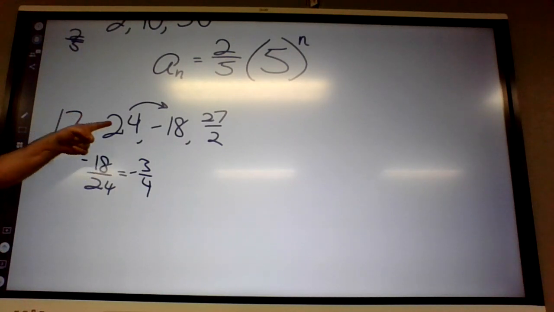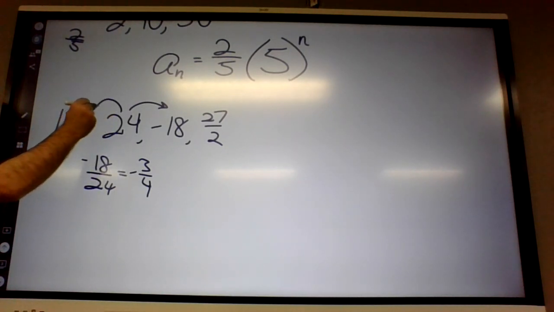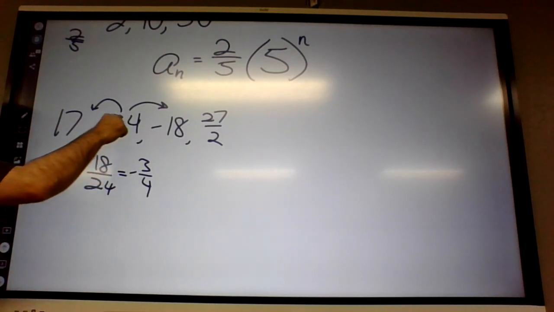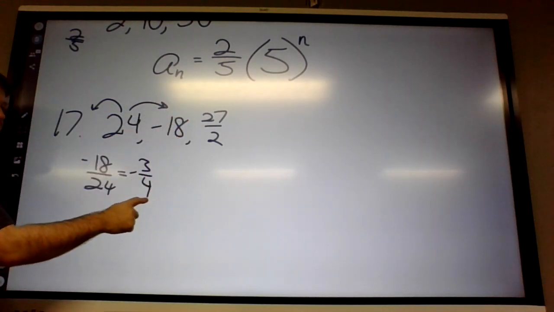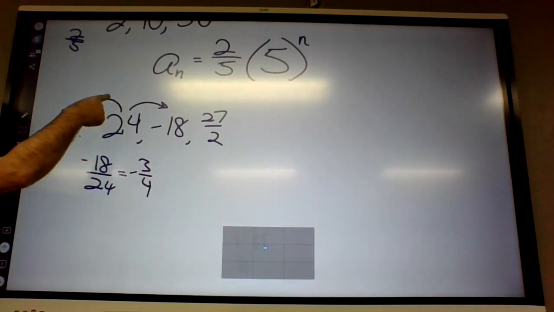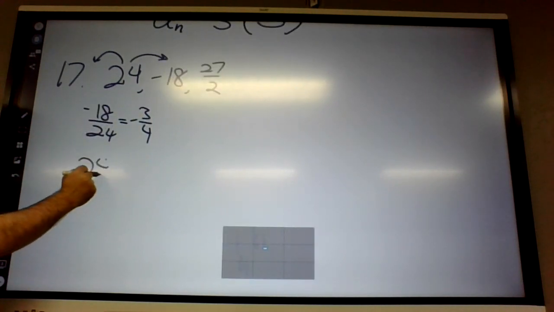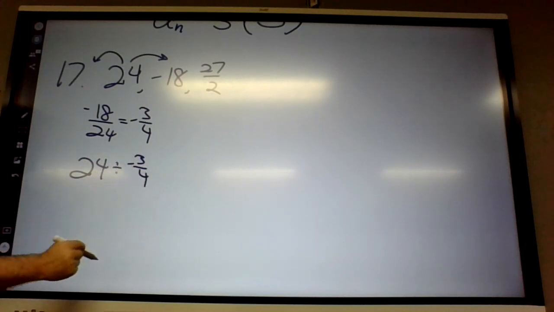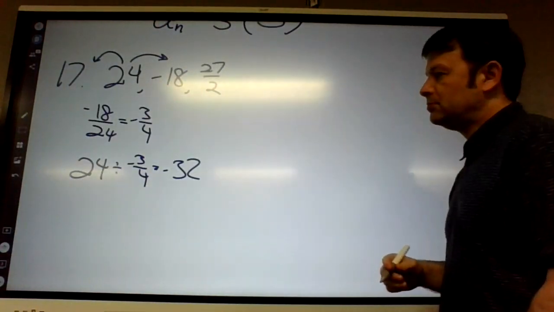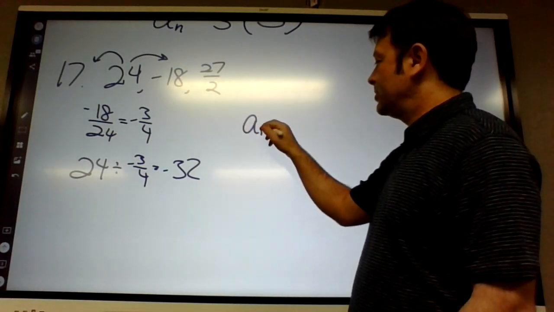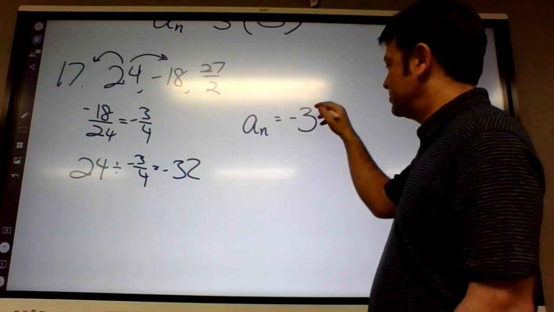Okay, what we need to do is figure out what came before, well, if there was something before 24, what would it have been? So if to go forward, we have to multiply by negative 3/4, to go backwards, we would have to divide by negative 3/4. So 24 divided by negative 3/4 would be the thing. And that would come out as negative 32. Okay, so on our formula, I'm going to start at negative 32.